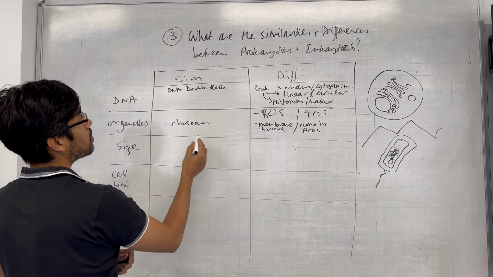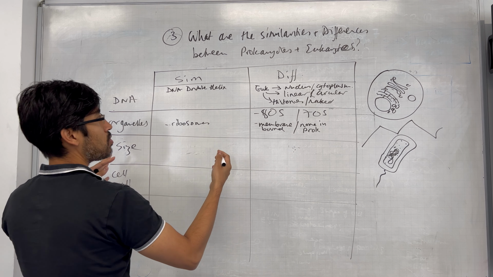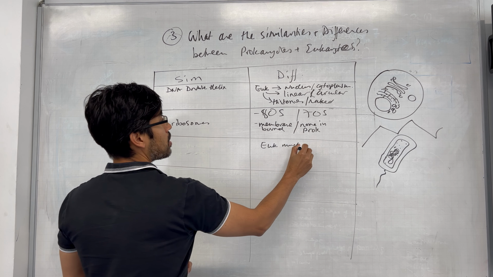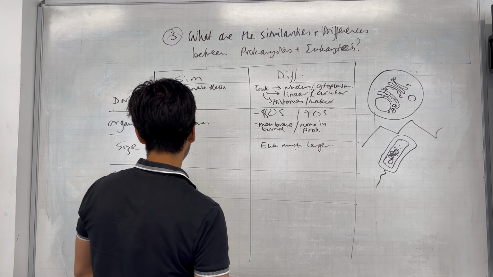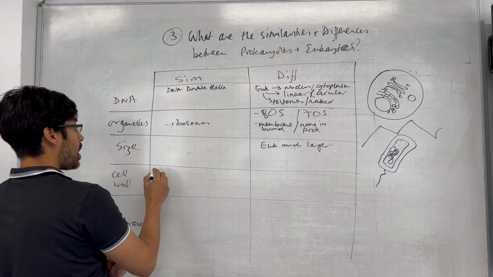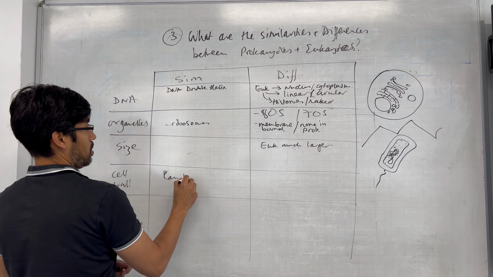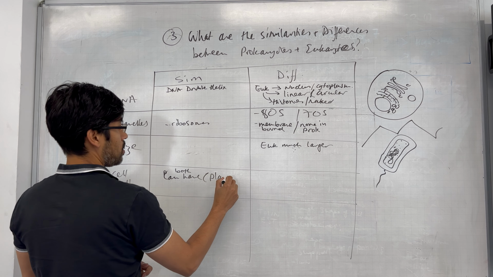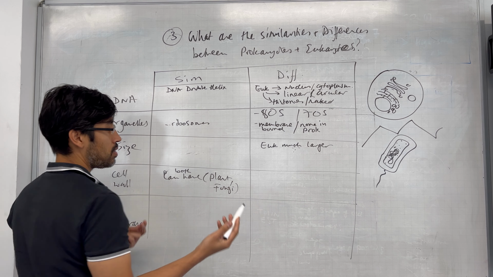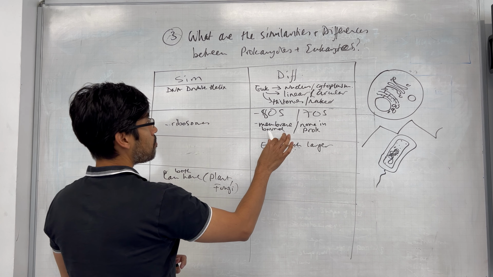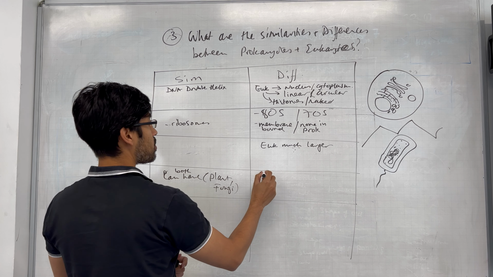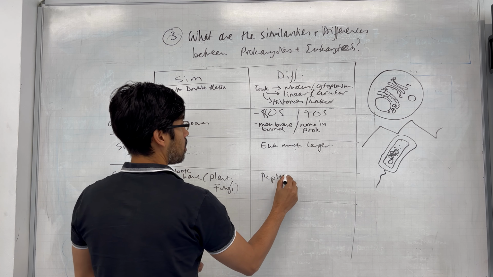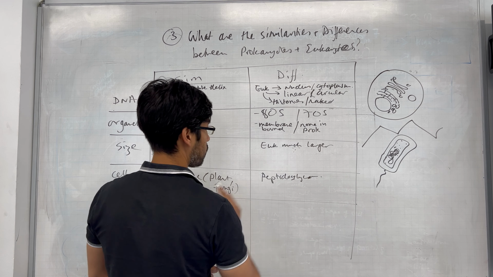Size. They don't really have a lot in common there. In terms of differences in size, eukaryotes have much larger cells. The cell wall similarity is that both can have cell walls. Not animal cells, obviously, but plant cells can. Plant cells and fungi have a cell wall. Prokaryotes also have a cell wall, but the prokaryotic cell wall is made of peptidoglycan. So it's made of different stuff.